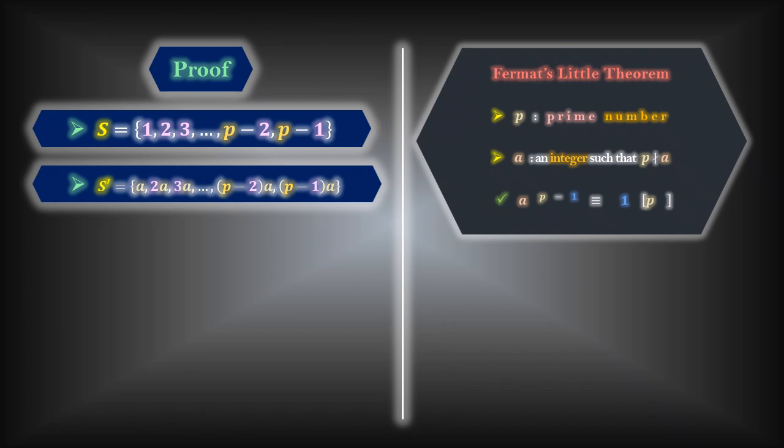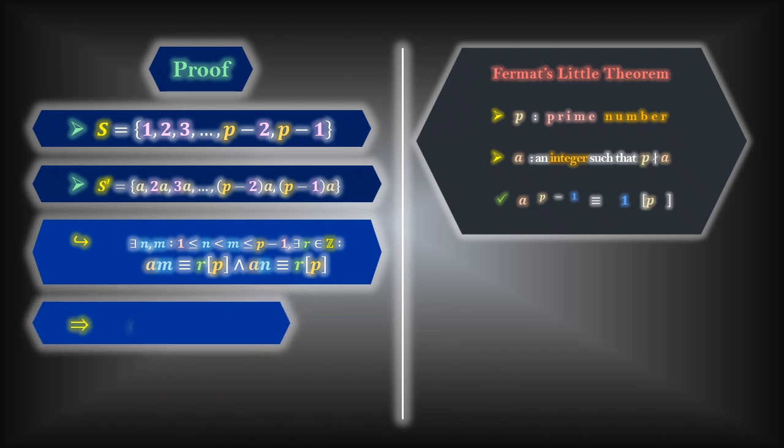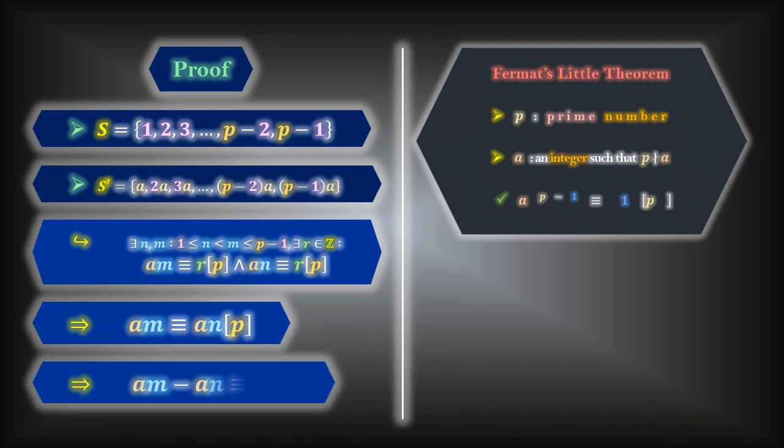To do this, we proceed by contradiction. Assume that there exist two distinct indices denoted by m and n, both between 1 and p minus 1, that have the same congruence modulo p. Then there exists an integer denoted by r such that a times m is congruent to r modulo p, and a times n is congruent to r modulo p. From these two congruences, we deduce that a times m is congruent to a times n modulo p. This means that a times m minus a times n is congruent to 0 modulo p.